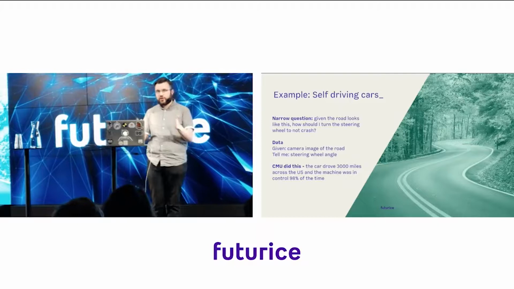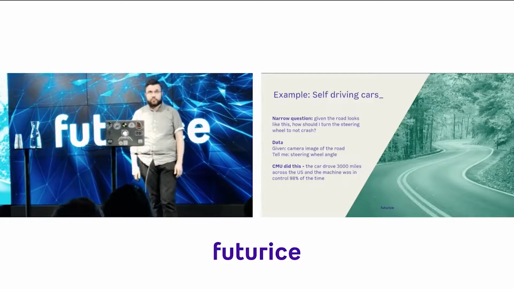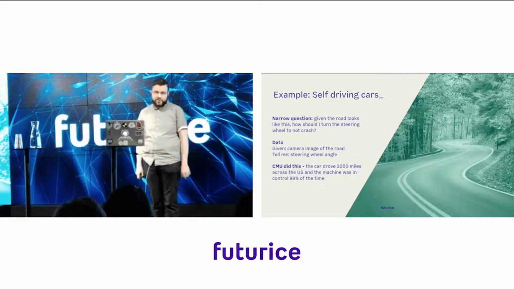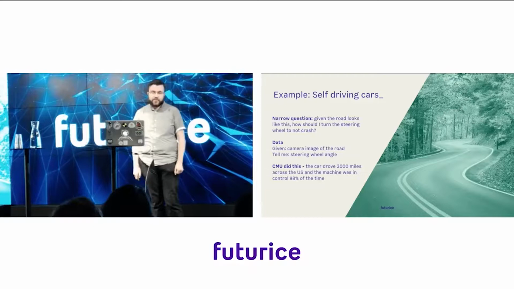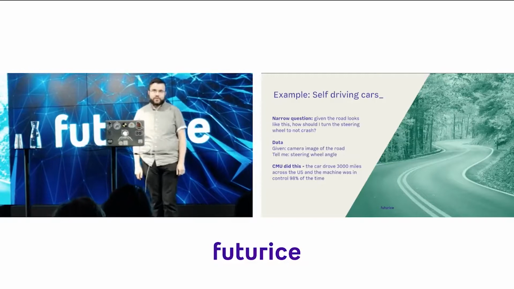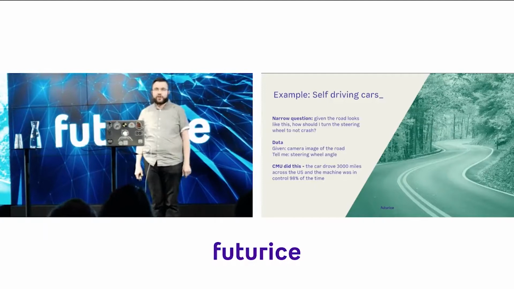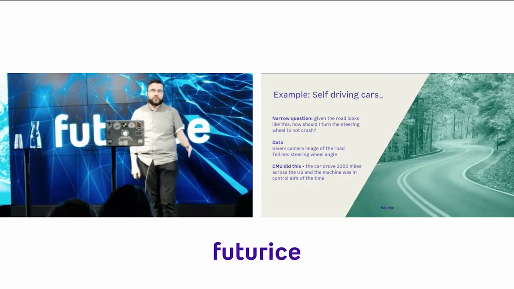And this has been done. Obviously it's been done because there are lots of self-driving cars coming out. But I think the first people who did this successfully were Carnegie Mellon University, which is in Pittsburgh in the States, if you don't know it. They had this car called Ralph, and it drove 3,000 miles from Pittsburgh to San Diego. Ralph was in control of the wheel 98% of the time. There was a human sitting in the car for not-getting-arrested reasons, but also to operate the pedals. Ralph could only control the wheel. He didn't do all the other stuff.